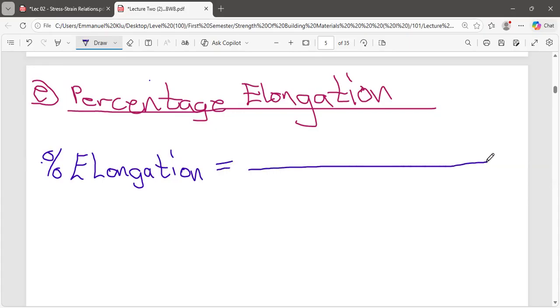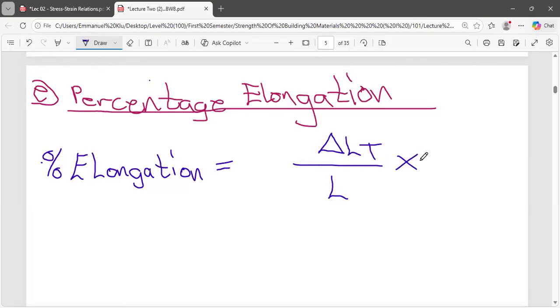So our percentage elongation, which we all know the formula, is equal to what? The total increase in length, or let me say the total extension. This is the total change in length. We have so many types of change. If the T was not there, then it's just a change in length. But once you see the T beneath it, it becomes a total change in length. All over the gauge length, the original length, times 100.